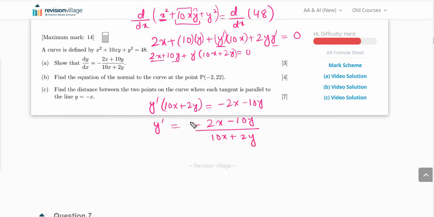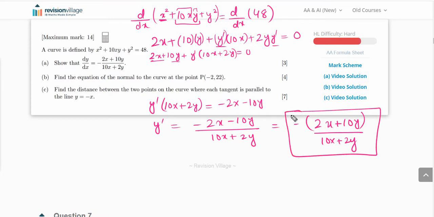Now I'll take this negative sign common from the numerator, so I'll get negative bracket 2x plus 10y divided by 10x plus 2y. So this expression is exactly equal to this expression. So this is how I got my derivative.